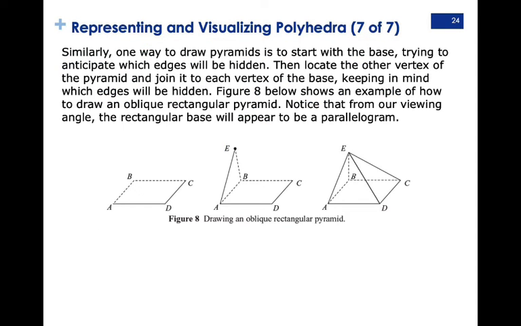Here's another example of drawing a pyramid, an oblique rectangular pyramid. This time the illustration shows them thinking ahead of which will be hidden edges. Again, for me, I would typically not anticipate that. I would do my base, draw my whole figure, and then afterwards it makes it a bit easier to figure that out. But anticipation is helpful there.